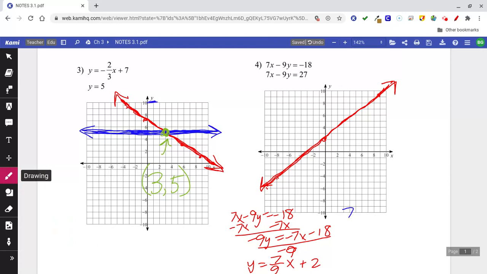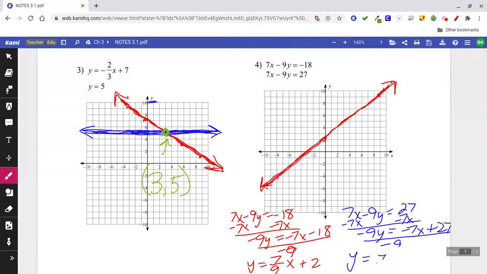So then we try the other one. 7x minus 9y equals 27. So subtract the 7x. Negative 9y equals negative 7x plus 27. Divide by negative 9, you get y equals positive 7/9 x, and then 27 over negative 9 is minus 3. So start at negative 3, and we go up 7, 1, 2, 3, 4, 5, 6, 7, and over 9. We're down 7 and over 9.